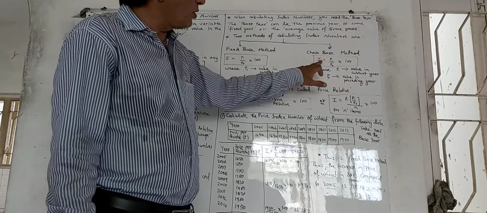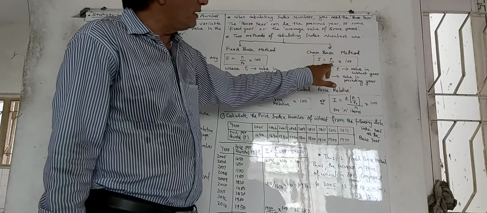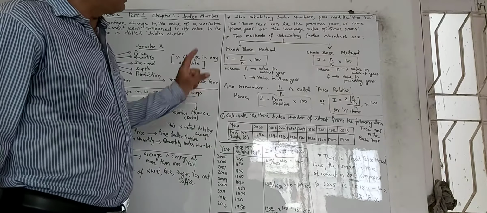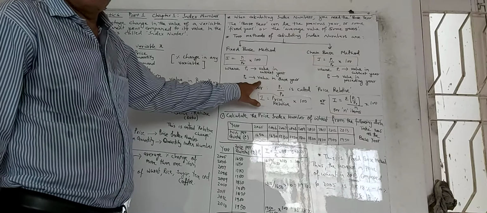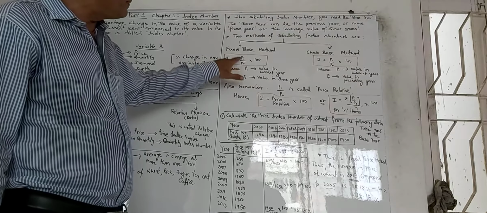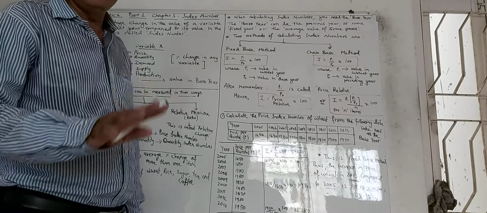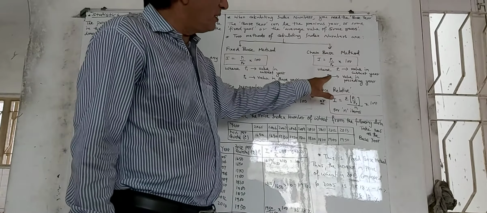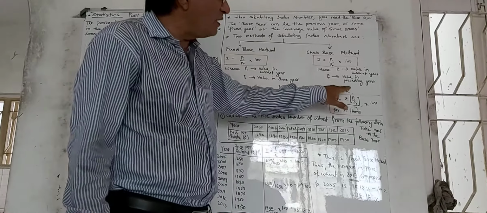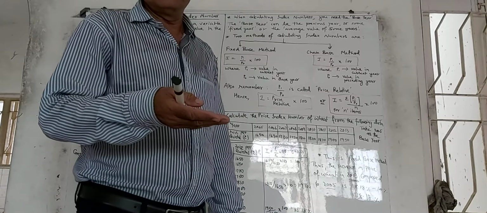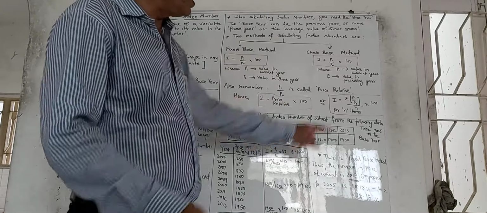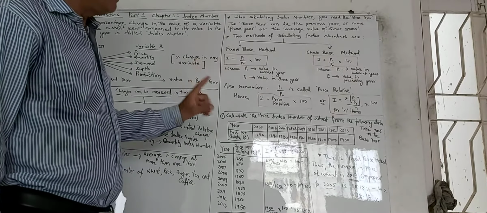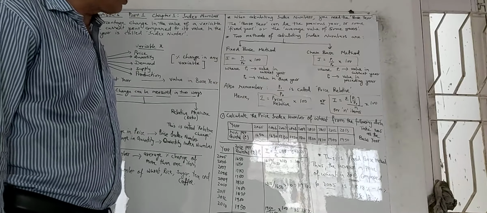Chain base method also, index number I is equal to P1 upon P0 into 100. But what is different between them is this, P0. The value of P0 in the fixed base method is the value in the base year, whatever the base year may be. Whereas in the chain base method, the value of P0 is the value in the preceding year. The year before, preceding year. That is the only difference between chain base method and fixed base method. The formula is the same. There is no difference whatsoever.